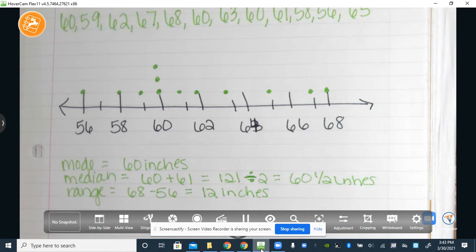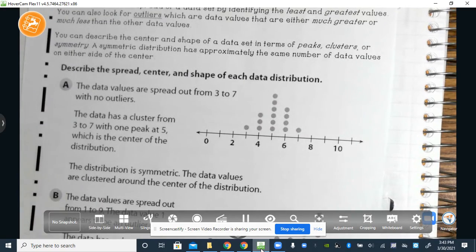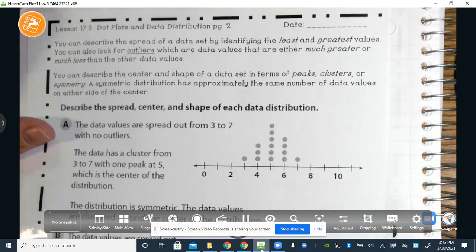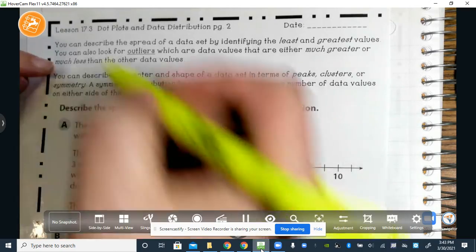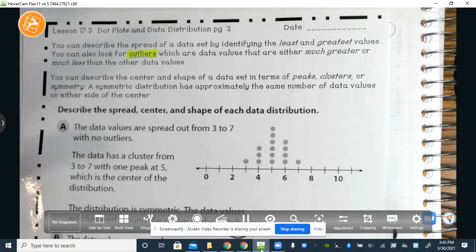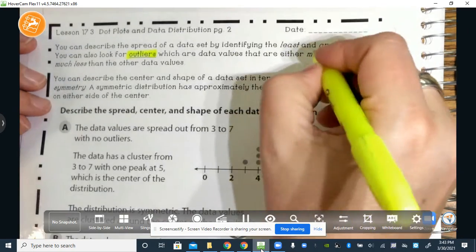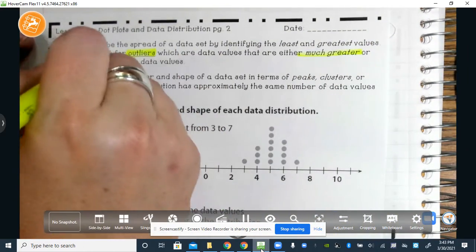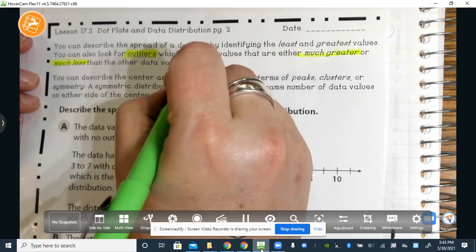Okay? Now, let's go to our next page. You can describe the spread of data by identifying the least number and the greatest number values. You can also look for things called outliers. So the key word there is outliers. I'll use the word outlier a lot of times when we're dealing with this, and you need to know what this is. This is a number that's either much greater or much smaller than the rest of the data values. Basically, it's further away. So it's away from the rest.